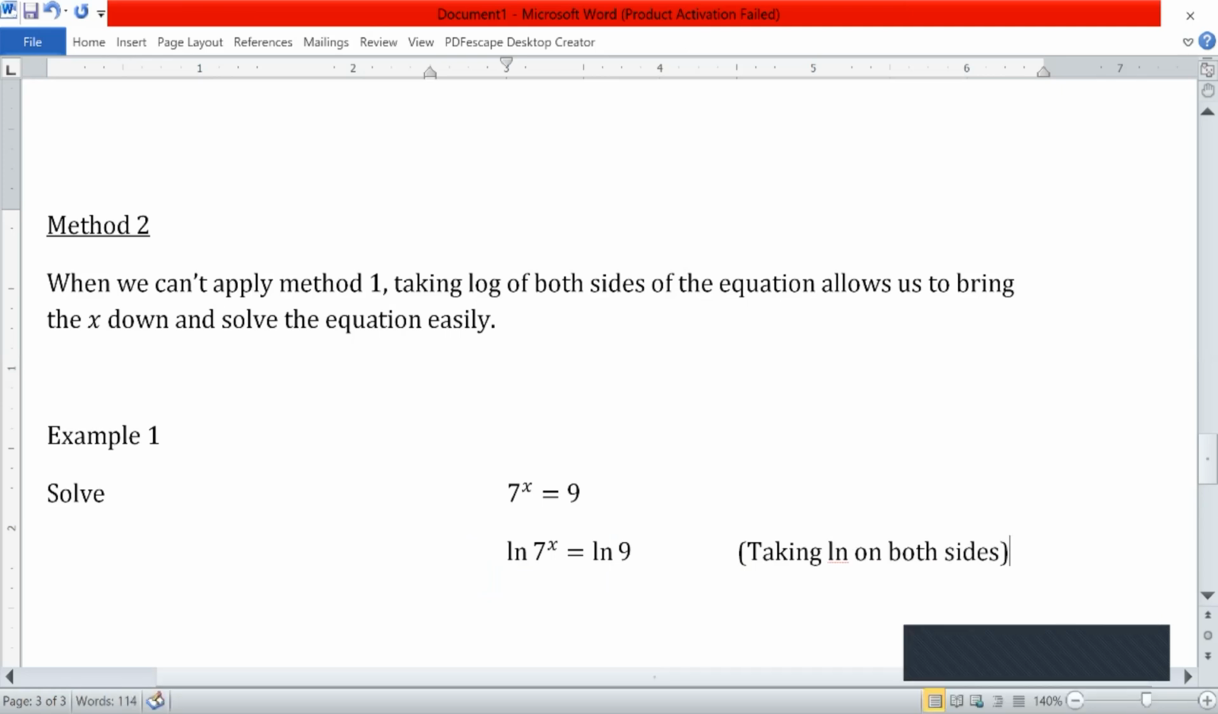Excuse me, miss. One more thing, miss. Now we are taking ln, no, miss? We are taking ln. But what happens if we put log?